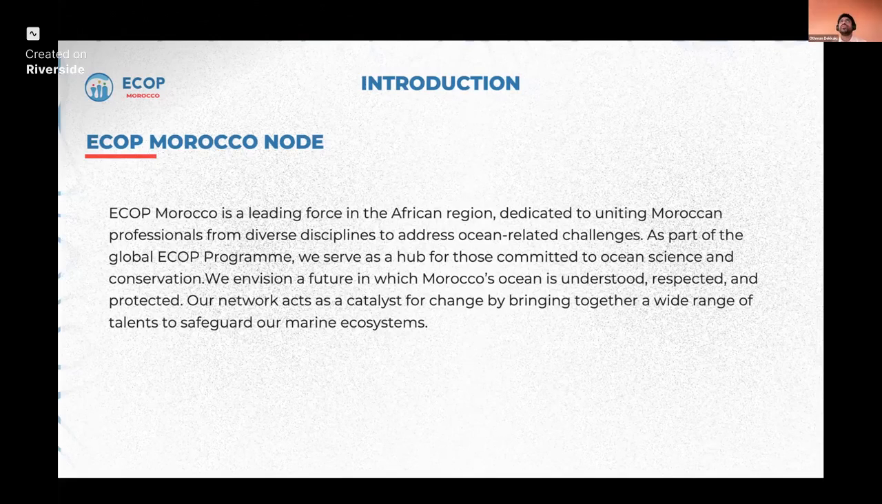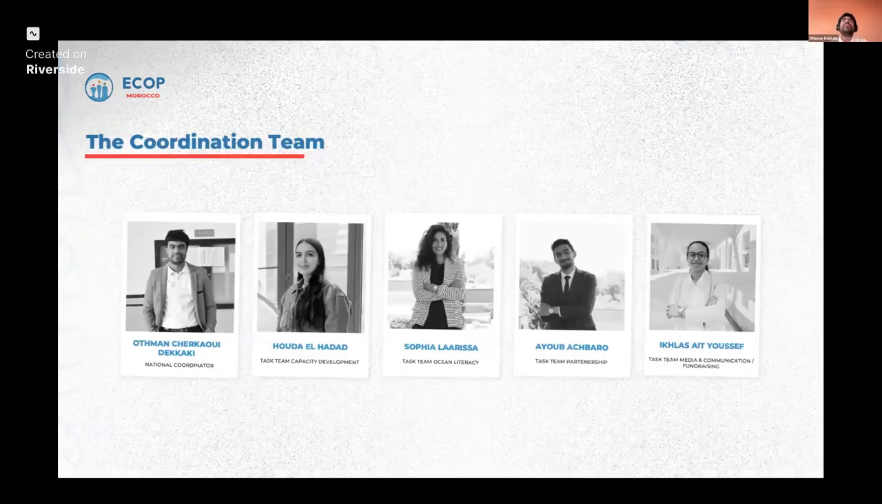So the node's inception was around 2023. The node has been created, but we started working officially with a lot of events in 2024. So this is practically our third year of being incepted. So it's a lot of fighting to get to do stuff. It's a lot of hustles also to do other stuff and to get the ECOP glowing on the side of the continent. So the coordination team is, I would say, very diverse.